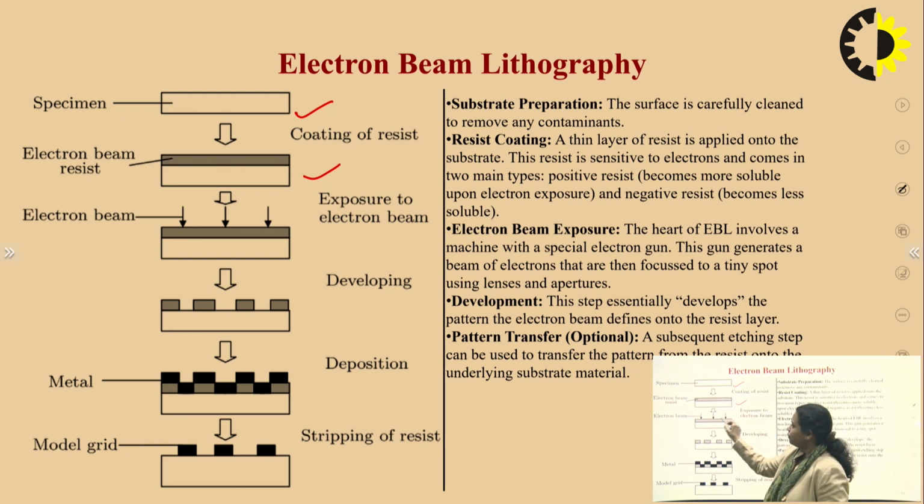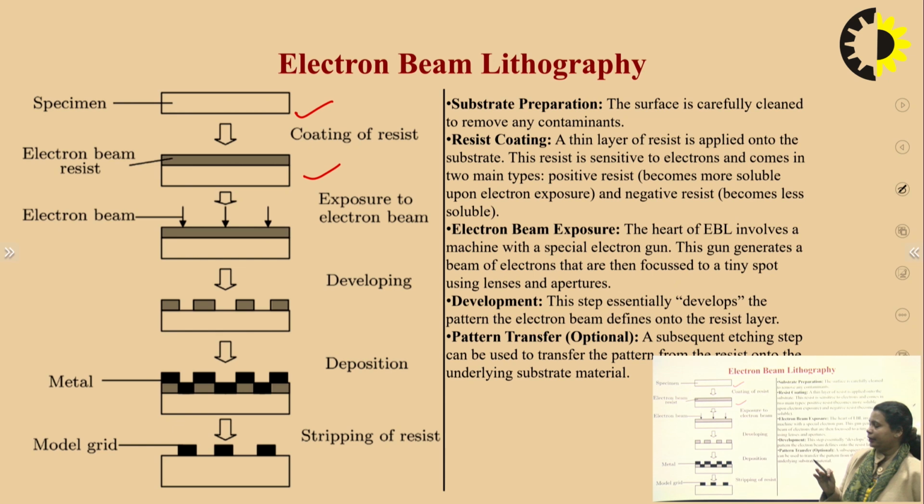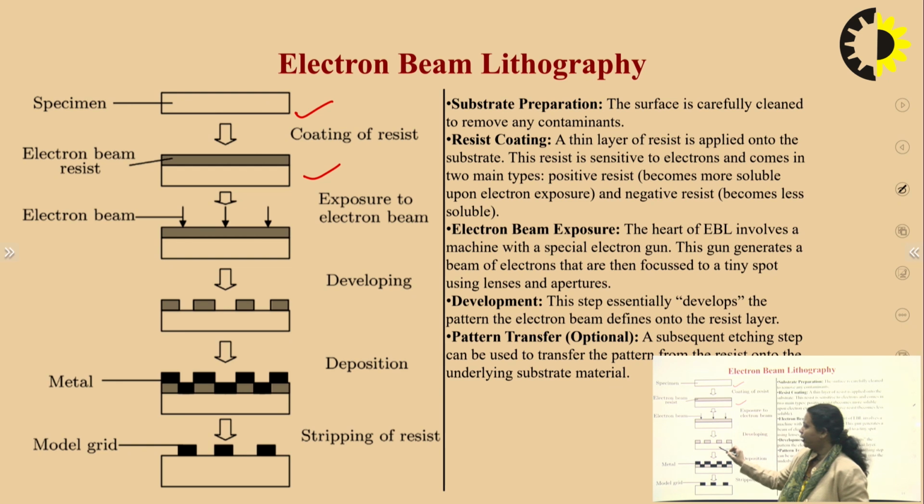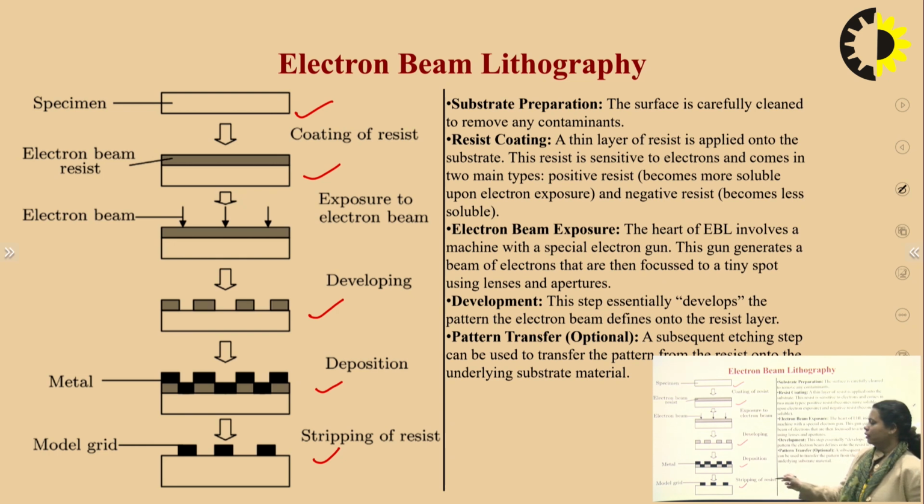So then the electron beam is falling on this resist. There we were using light rays, UV light rays falling on it. But here the electron beam is falling on it, and with the help of this the transfer pattern gets developed. Then this is the deposition I have shown, metal deposition, and the stripping of resist with the help of the same process, etching. The extra photoresist will get stripped off, right. So the methods I have shown: substrate preparation, resist coating, electron beam exposure.